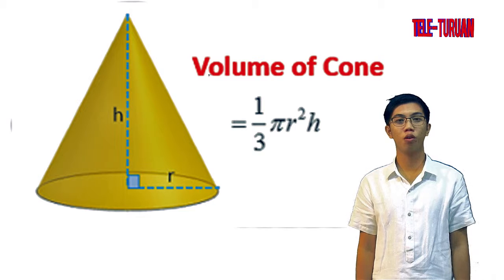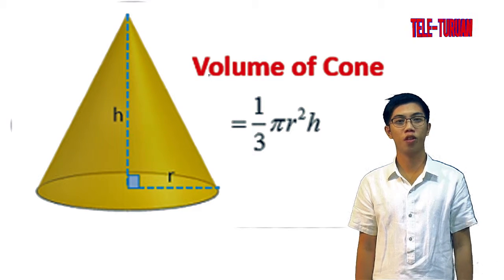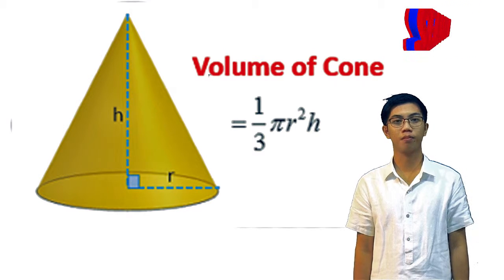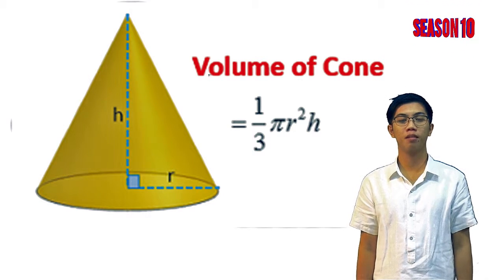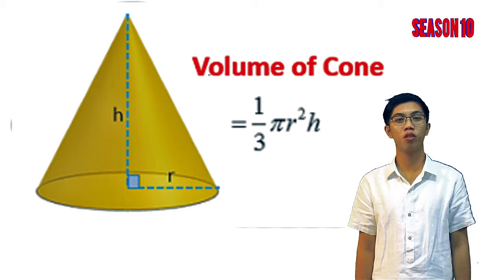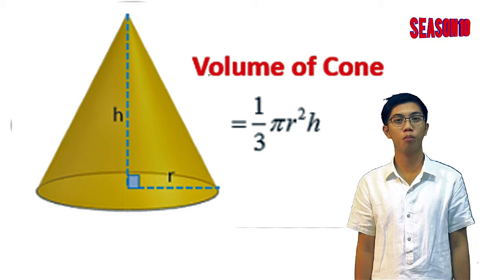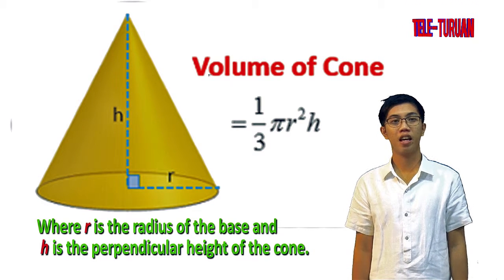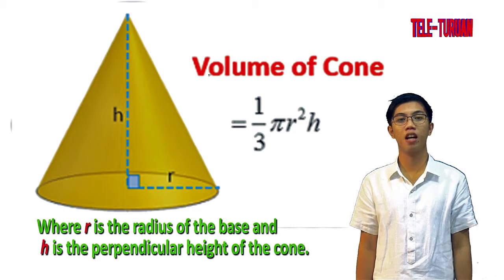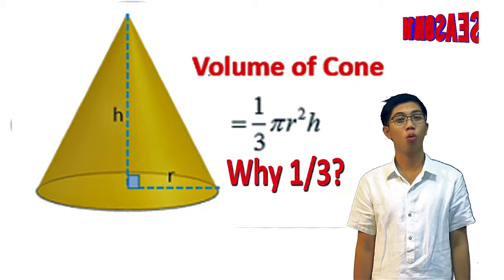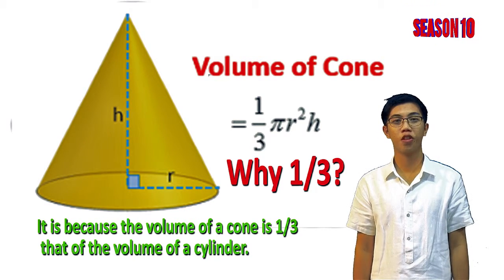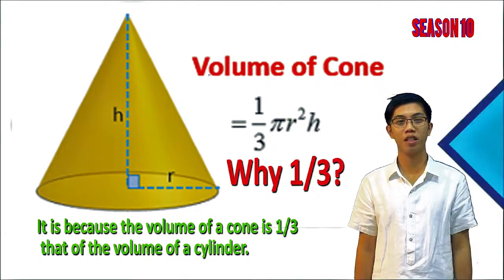The volume of a cone is equal to 1/3 the product of the area of the base and the height. It is given by the formula volume of cone is equal to 1/3 multiplied by pi r squared times h, where r is the radius of the base and h is the perpendicular height of the cone. Why 1/3? It is because the volume of a cone is 1/3 that of the volume of a cylinder.